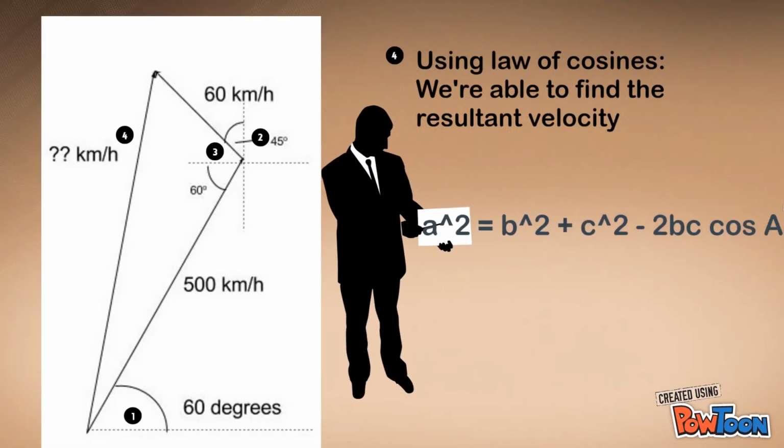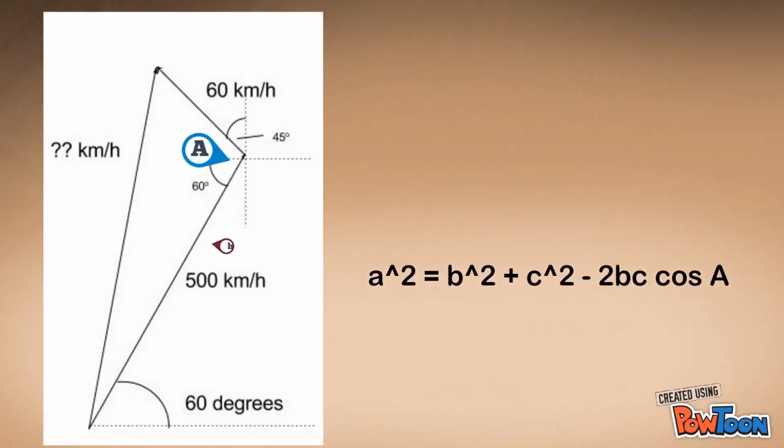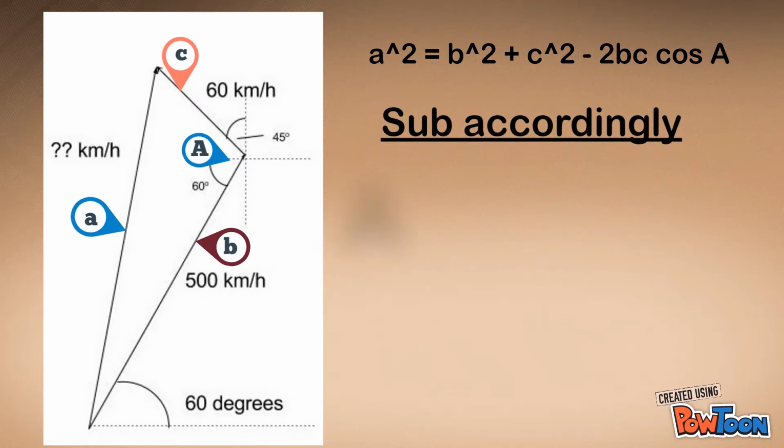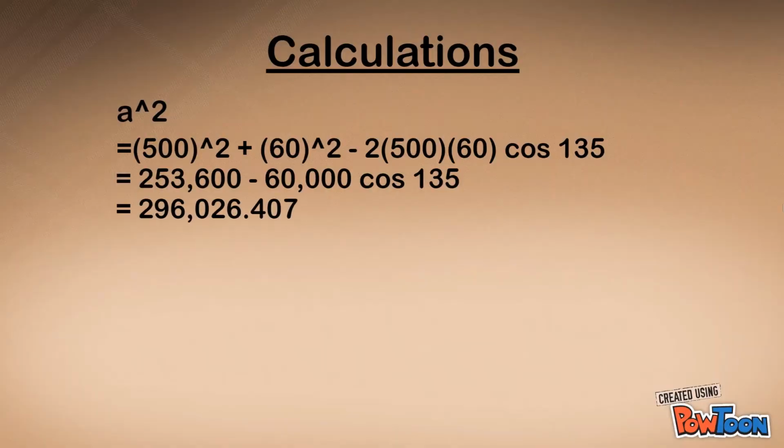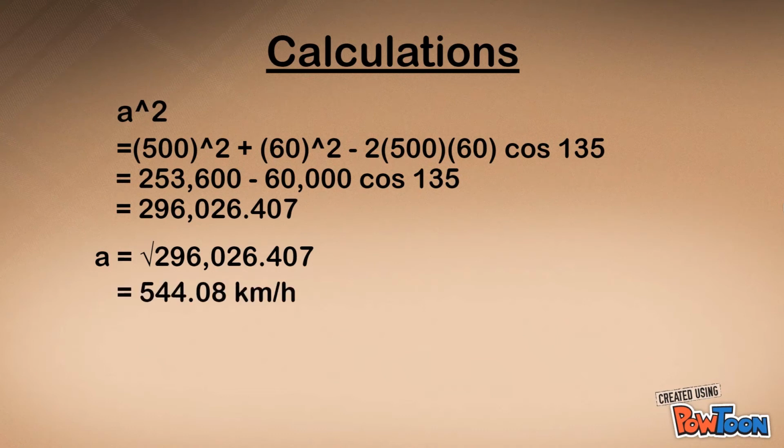Using law of cosines, we are able to find the resultant velocity. A squared equals b squared plus c squared minus 2bc cosine angle A. Substitute the following values accordingly into the formula. Angle A, 135, magnitude of B, 500, magnitude of C, 60. A squared equals 253,600 minus 60,000 cosine of 135 equals 296,026.407. Magnitude of A should be 544 km per hour.